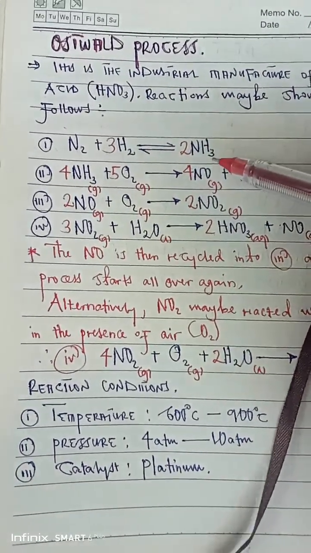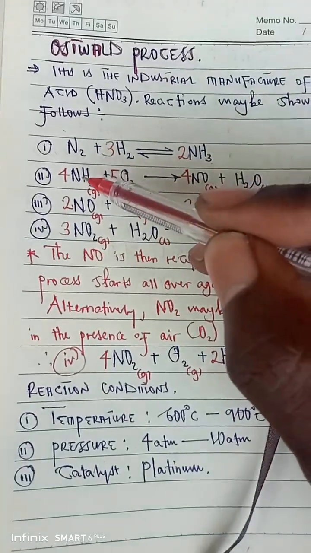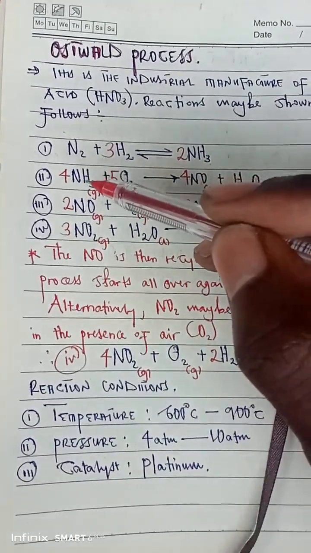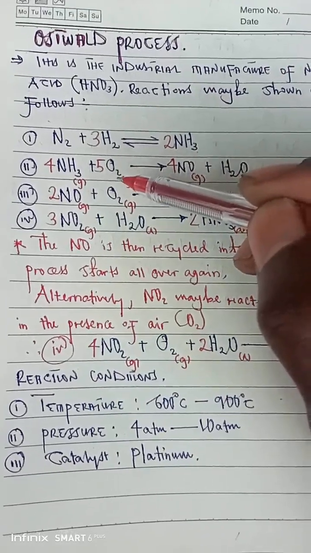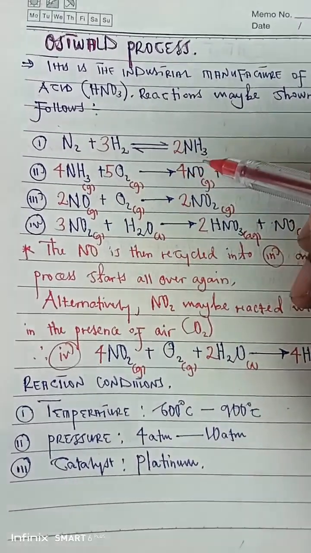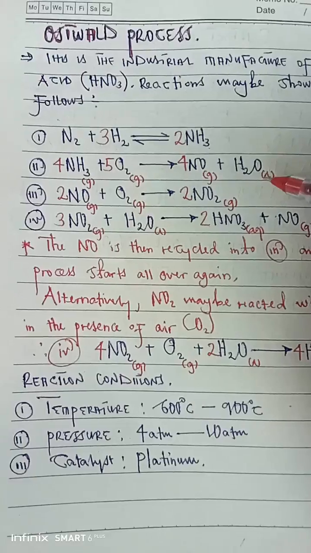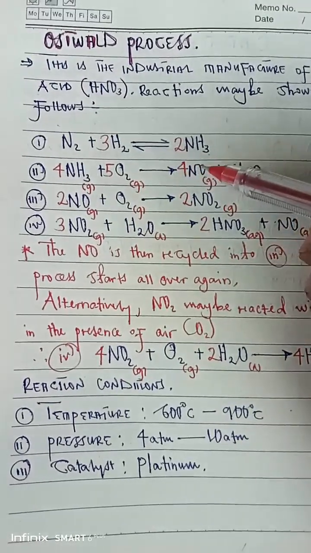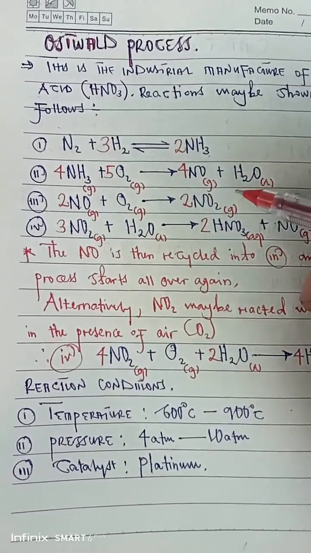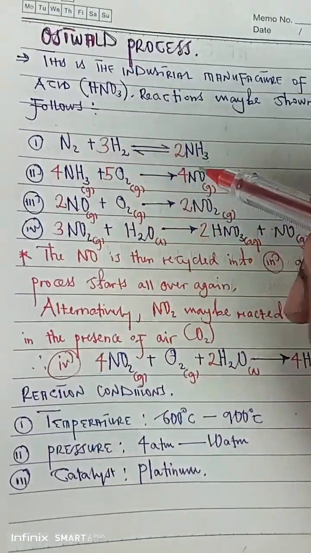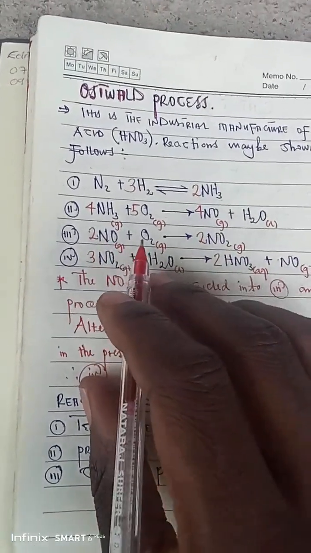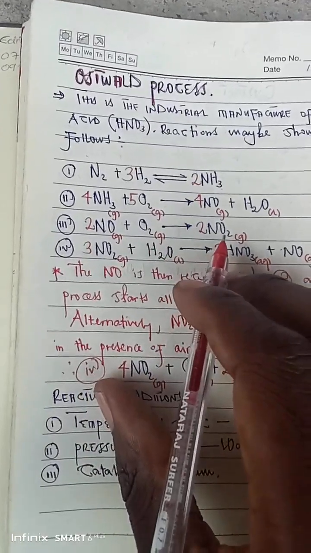The ammonia that is produced is now going to be oxidized. It's going to be reacted with more oxygen. And when the ammonia is oxidized, the byproducts are nitrogen monoxide and water. Nitrogen monoxide, there is one oxygen there. So nitrogen monoxide and water. From these products, the nitrogen monoxide is reacted again with more oxygen to produce nitrogen dioxide.